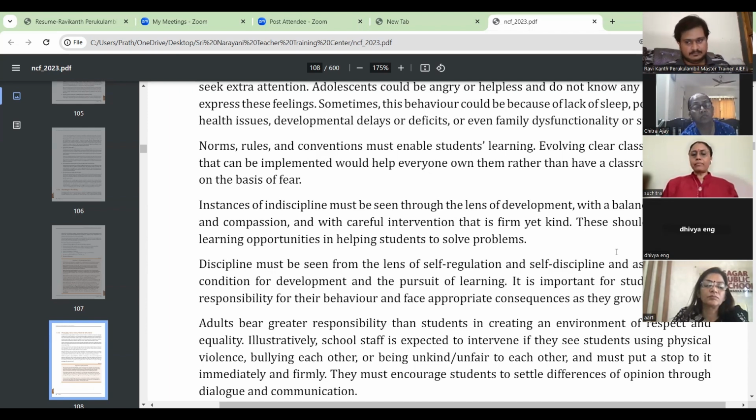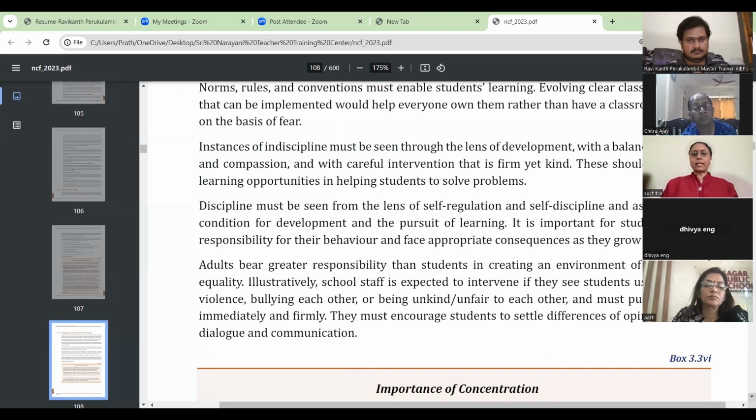Discipline must be seen from the lens of self regulation and self discipline and as a necessary condition for development and the pursuit of learning. It is important for students to take responsibility for their behavior and face appropriate consequences as they grow older. Adults bear greater responsibility than students in creating an environment of respect and equality.